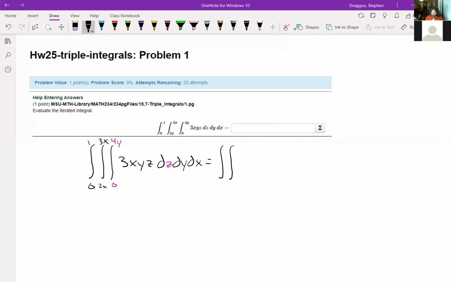So if we do that first part, what is it we're going to be looking at? 3 over 2 x, y, z squared, doing that from 0 to 4y, dy, dx. Keep our bounds in here. 0, 1, 2x, 3x. If we actually plug that bit in, I think I left off a 4y up here, didn't I? Integrating z squared from 0 to 4y. So that'll be 16y squared.